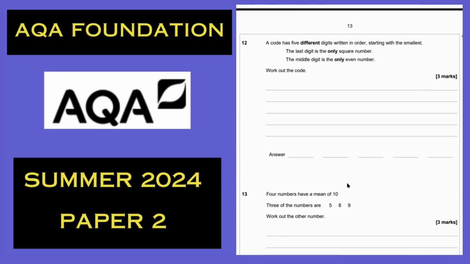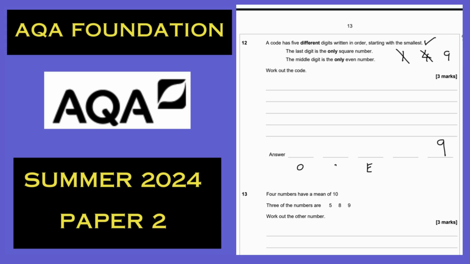Wordy waffly for number 12. Let's take ourselves through the logic. These numbers must be in order, starting with the smallest. The last digit is the only square number. Well, single digits can only be 1, 4 and 9. Well, if the last digit is the only square number, there's no way that 1 can be up here. Also, the middle digit is the only even number. So the final digit just has to be 9, odd and square.